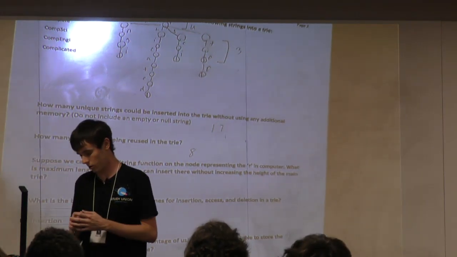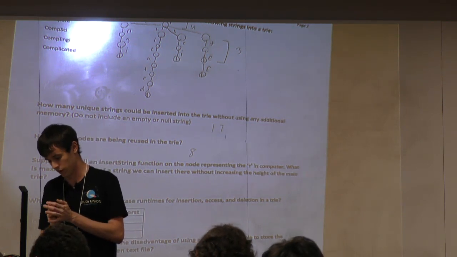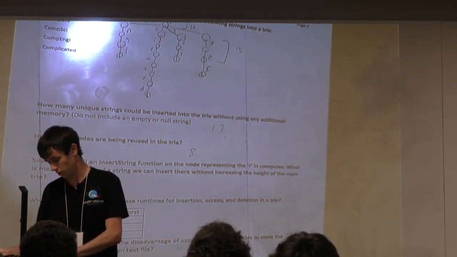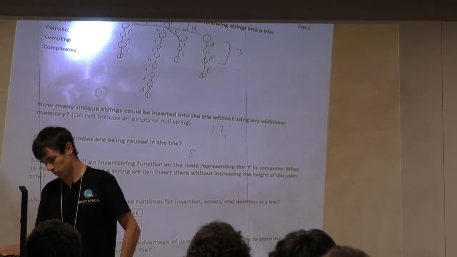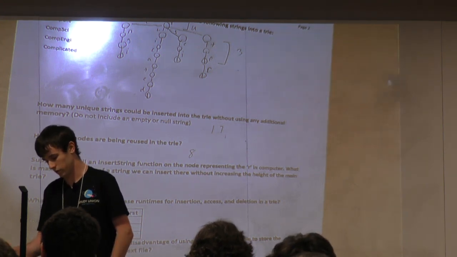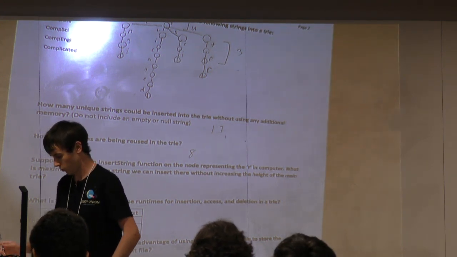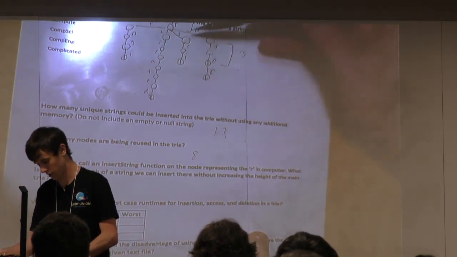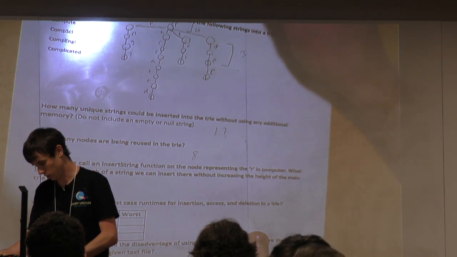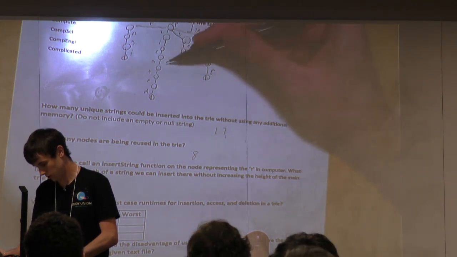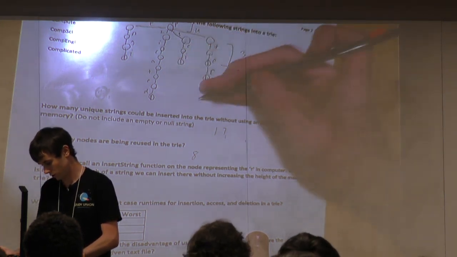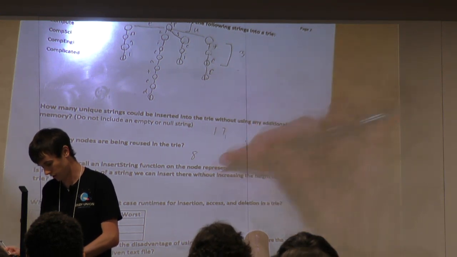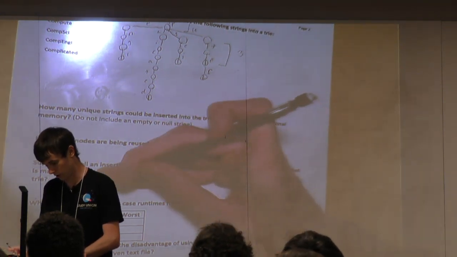So then I said, suppose we call an insert string function on the node represented by the R in computer. So the very end. What's the maximum length of a string that we can insert without increasing the height of the main trie? Well, if we look at our trie currently, our height is completely dominated by our word complicated. So if we check our height on that one, we'll have 5 nodes, 6, 7, 8, 9, 10, 11, 12. So our height would then be 11 at the top, 11 along the word complicated.